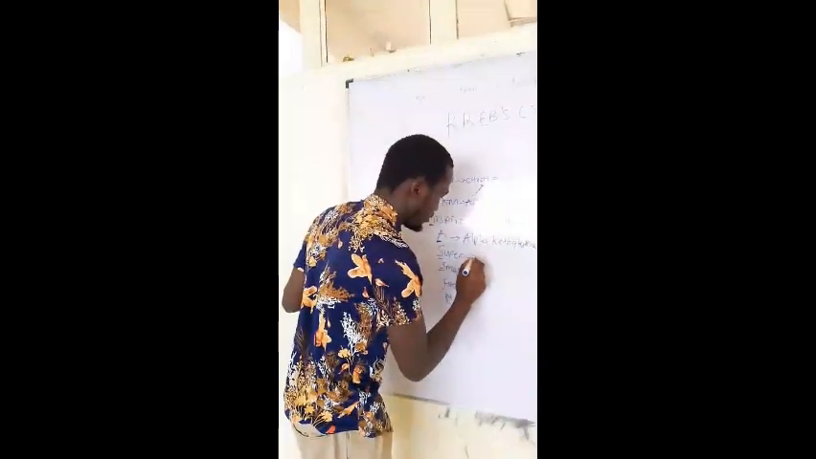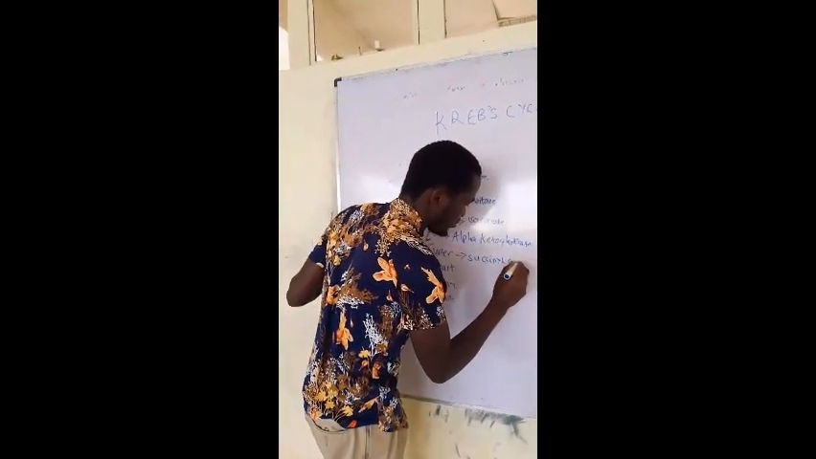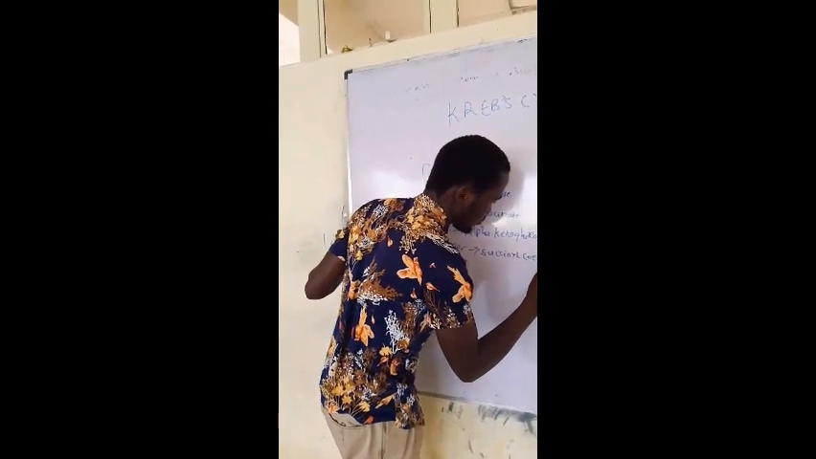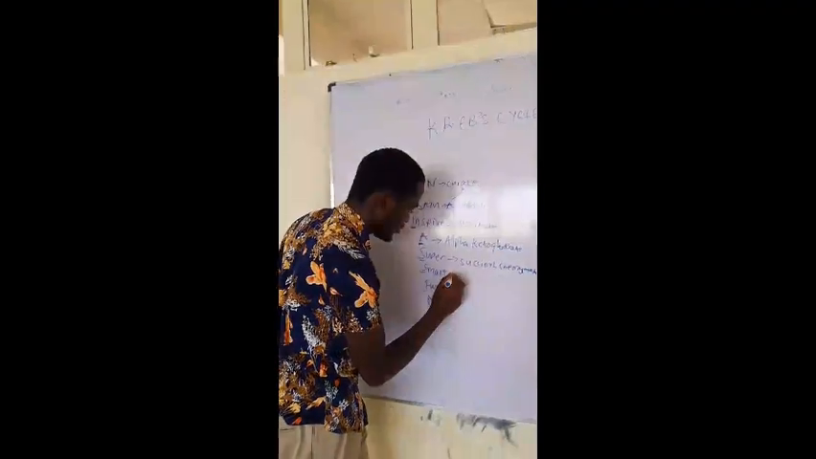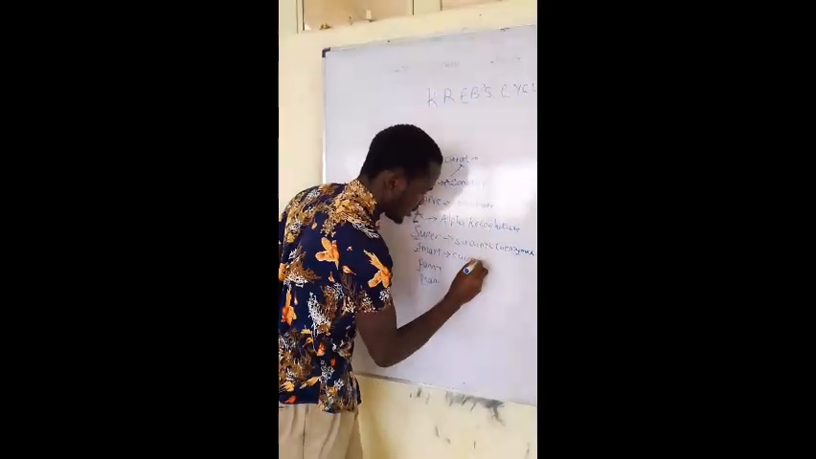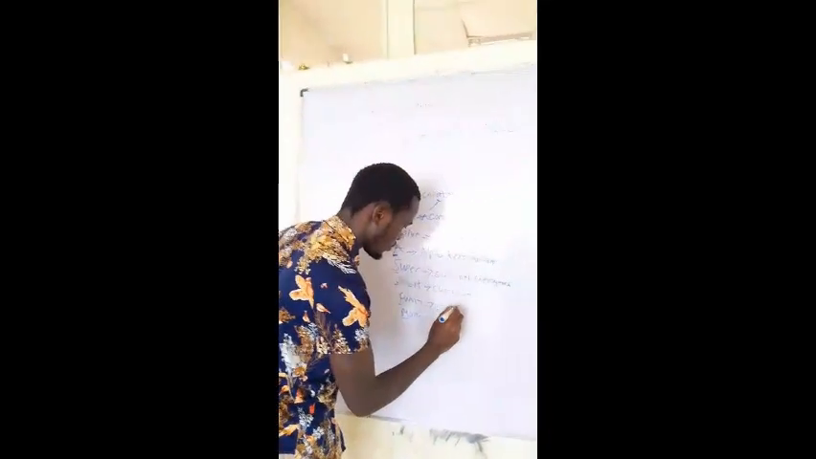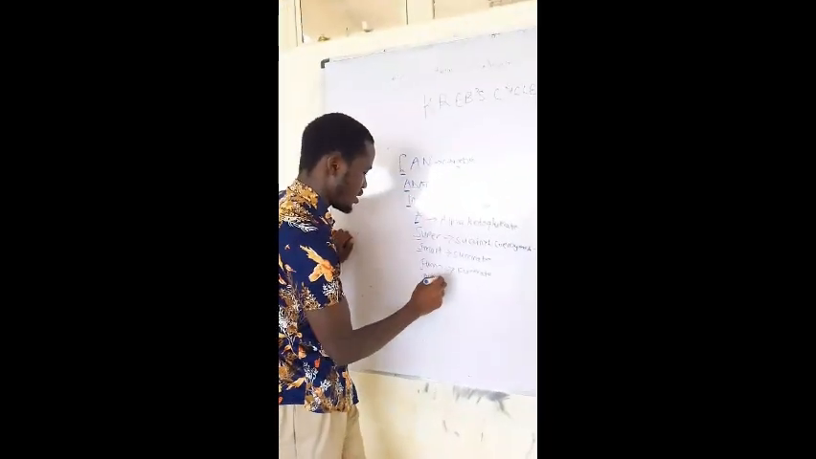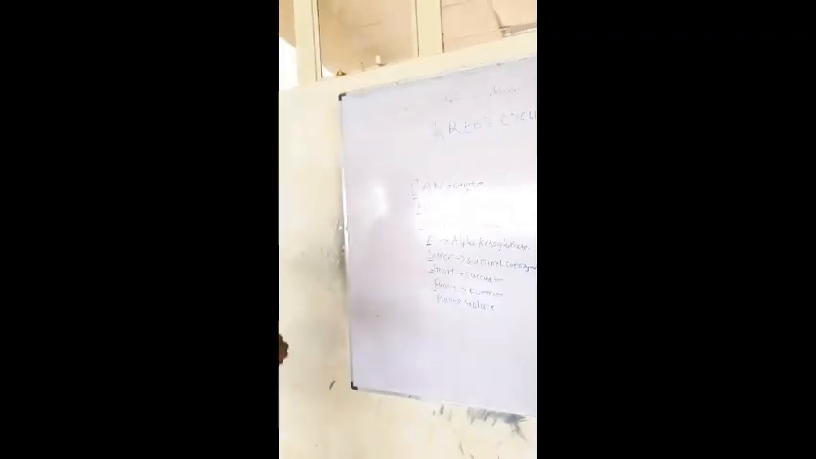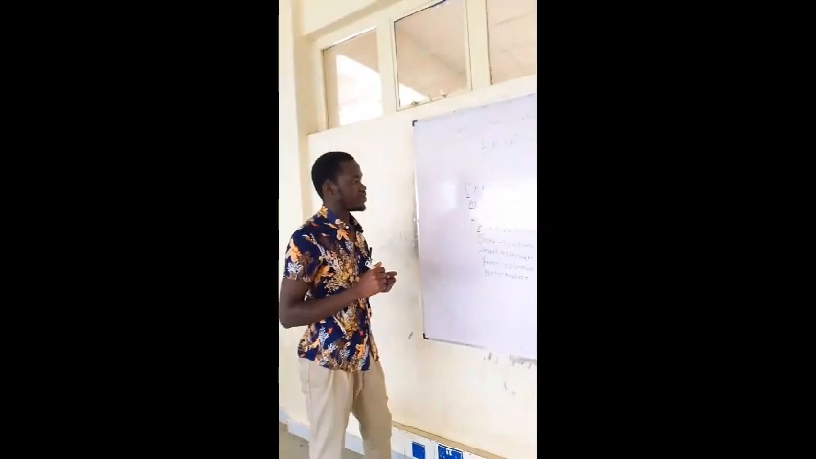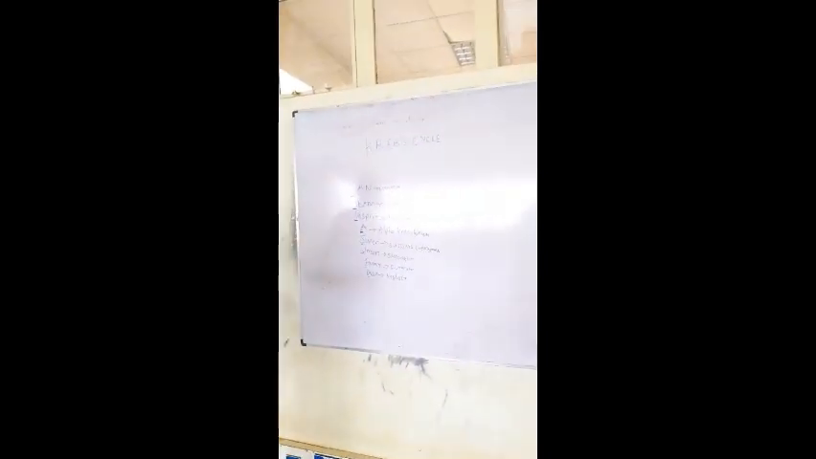and this A stands for succinyl coenzyme A, and this S stands for succinate, and this F stands for fumarate, this M stands for malate. So this is the simple formula that will help you understand and analyze the Krebs cycle.